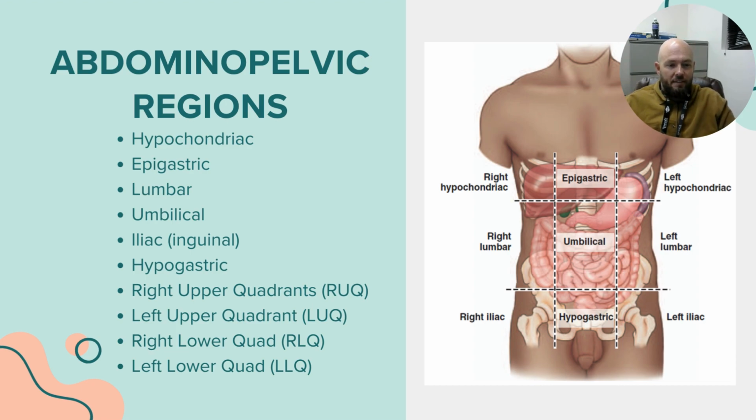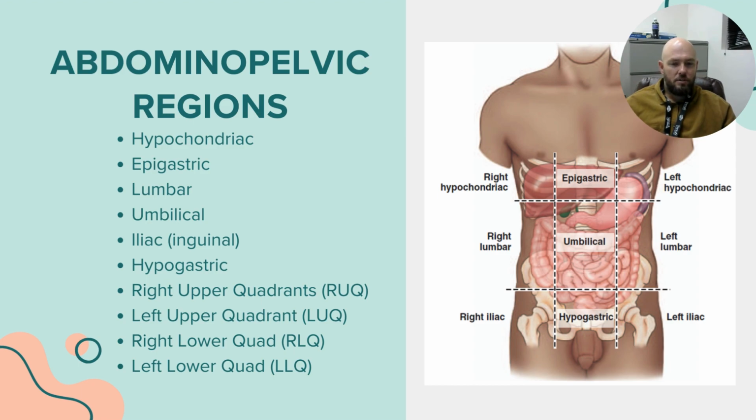You have your right and left iliac. This term comes from your iliac crest, which is a bone in your pelvis. So the right and left iliac regions, and then the hypogastric, hypo below, gastro, stomach. So this is the low middle portion of your abdominal pelvic region. These terms are good to know. What's inside or underneath these regions is also good to know.